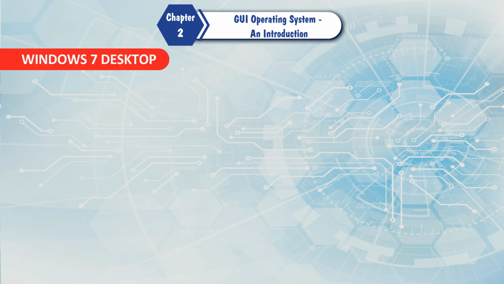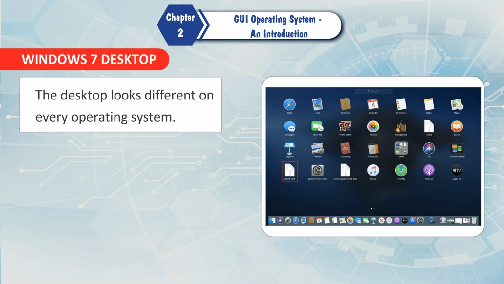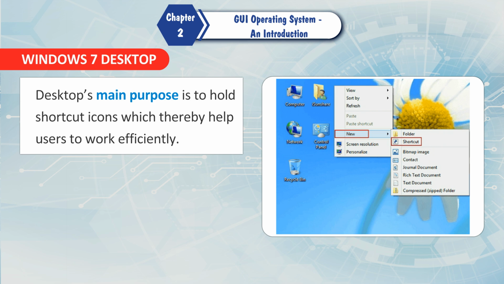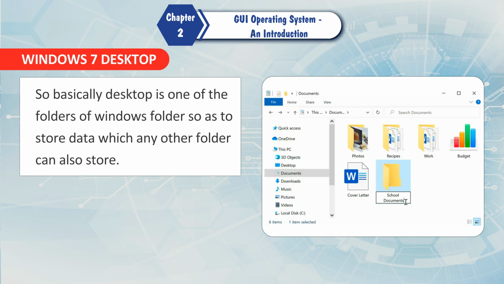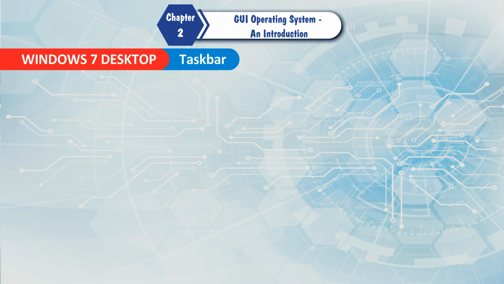Windows 7 Desktop. When we start our computer system with Windows operating system, the first screen that appears is known as desktop. The desktop looks different on every operating system. The desktop's main purpose is to hold shortcut icons, which help users to work efficiently. So basically, the desktop has four different parts. The Windows 7 desktop parts are: taskbar.